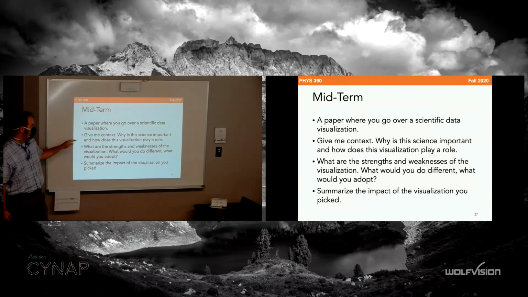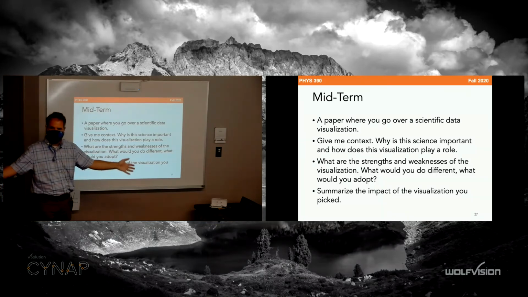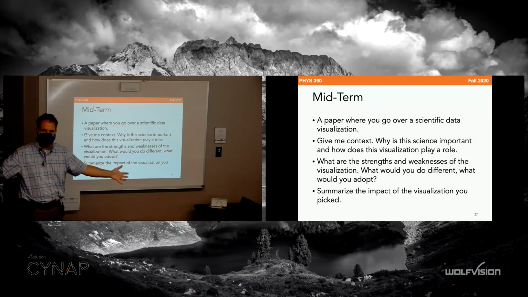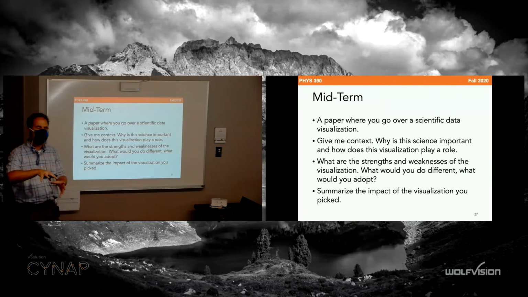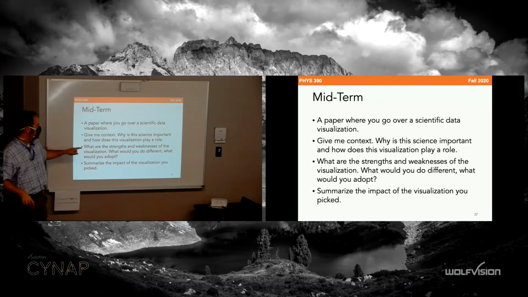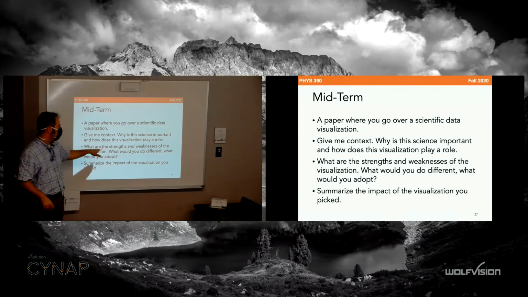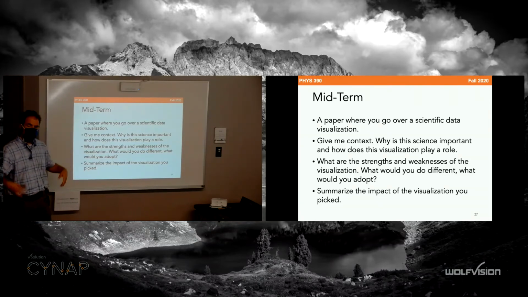Why is this science important, and how does this visualization that you've picked, you've picked one, right, in the whole paper? Papers typically have 20 or 30 or hundreds of visualizations, plots in there. But there's usually one that really brings the crux of the argument across. You can identify it because it's the one that they've worked the hardest, the longest, and looks the prettiest, right? That's usually the one that you want to take out. What are the strengths and the weaknesses of the visualization and the analysis? What would you do different? What would you adopt? And then summarize the impact of the visualization.